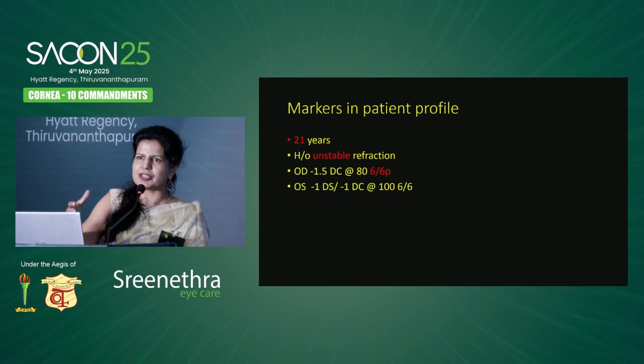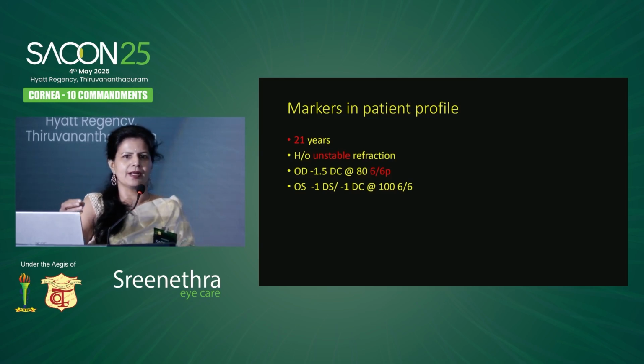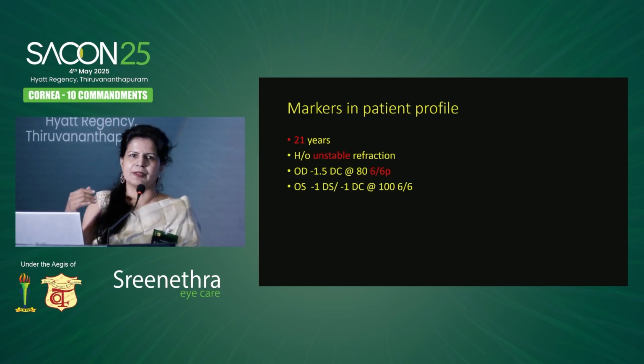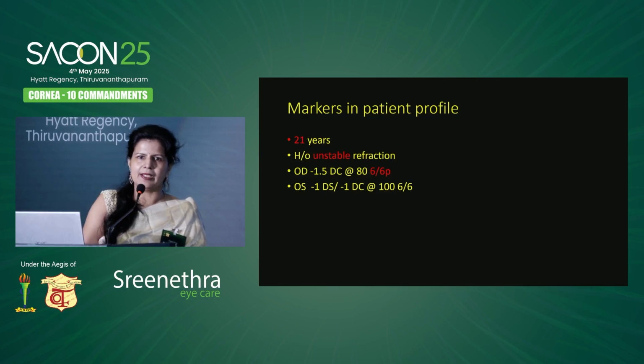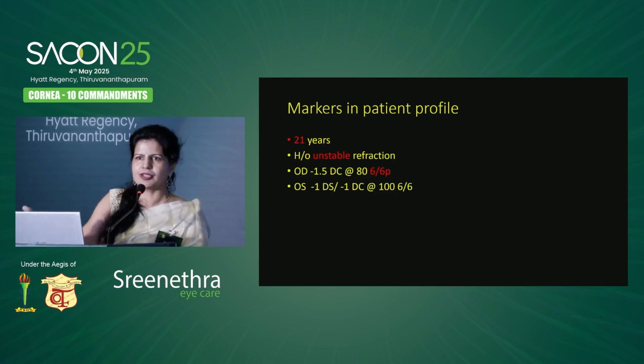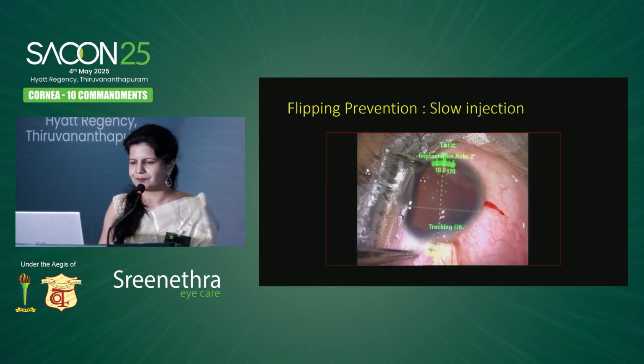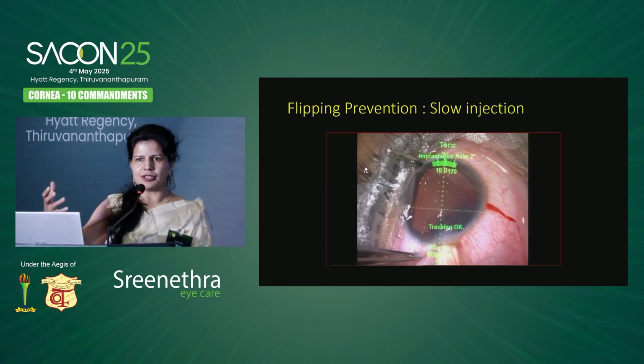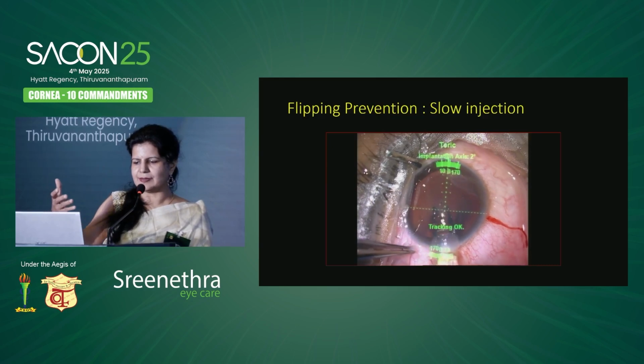And such a patient may not even be good for an ICL procedure, as the aberrations may be more. You may do a strengthening procedure like C3R before proceeding, after noting that the patient is stable over a period of time. Now, when you actually do the procedure, you can see that the ICL is being inserted.